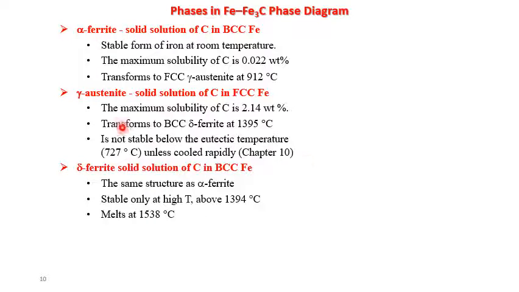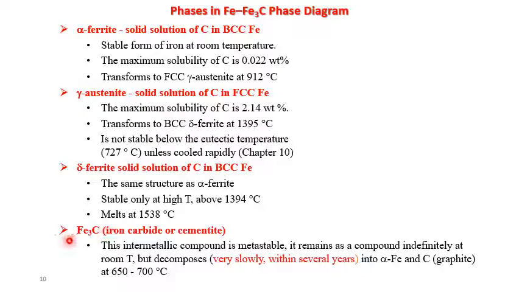Next one is delta ferrite, which is BCC in structure, and the crystal structures of alpha and delta ferrite are the same. This is also not stable at room temperature, only stable at high temperature, so it is a high temperature invariant peritectic reaction at 1394, and it melts at 1538, that is the melting point of iron.